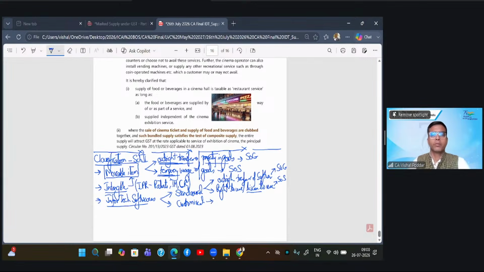However, when we talk about customized software, in case of customized software, students, the provision is that whenever there is a development, there is an upgradation, implementation, anything of the software, it will always be supply of service. Then we come to immovable.